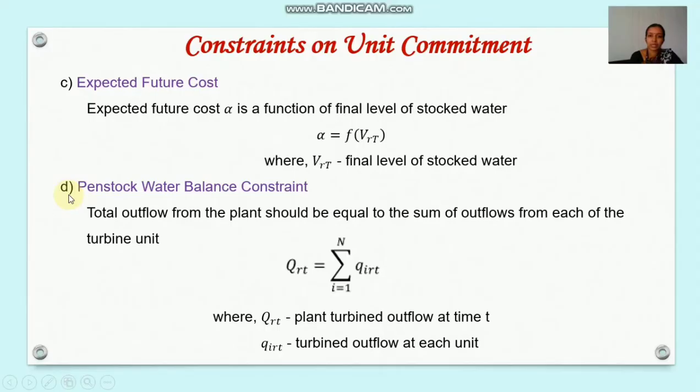So now the last constraint is the penstock water balance constraint. You know what a penstock is. A penstock is a very large diameter pipe that connects the dam and the turbine. It carries water from the dam towards the turbine. Now there will be a number of turbine generator sets in a hydroelectric power plant. It won't be just one turbine generator set. There will be a number of turbine generator assemblies. So there will be penstocks connecting the dam and all these turbine generator sets.